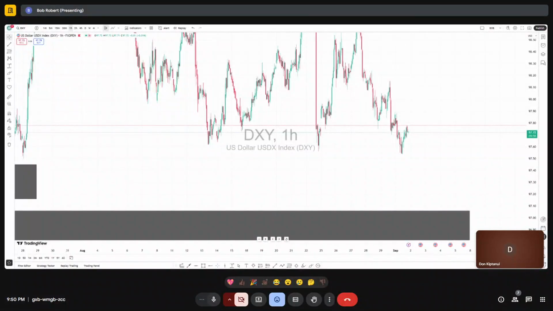Enter and demand a trade from supply or demand zones. Number one thing is to find a supply and demand zone on a higher time frame. That is very important, and wait for the price to come to the zone.